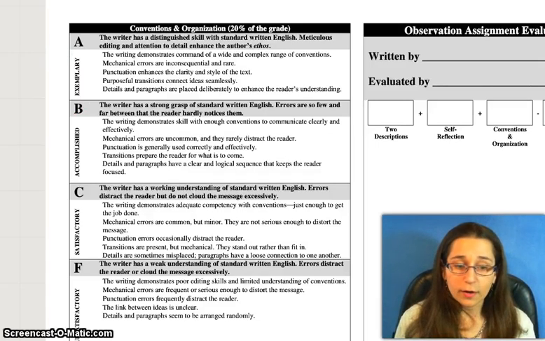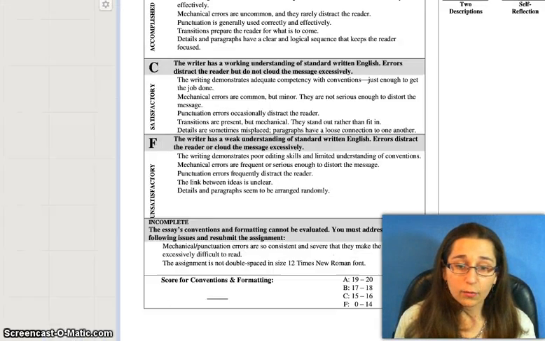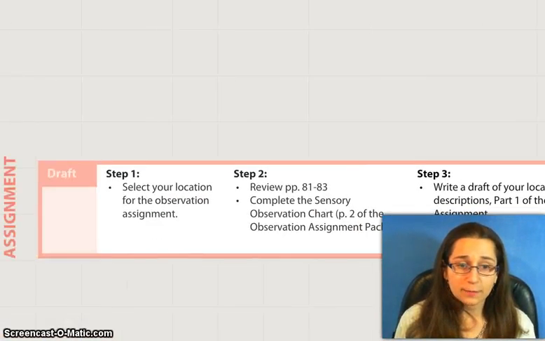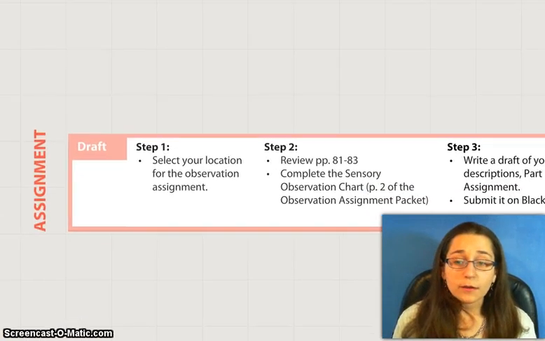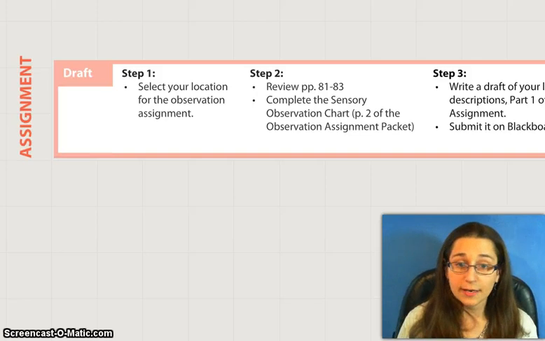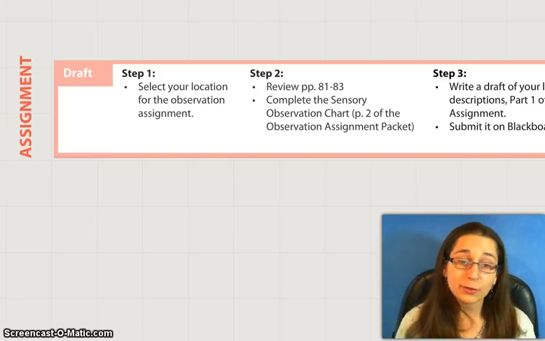Just to really make sure that we understand this full assignment and to give you a little bit of practice on it, we're going to take a look at what I'd like you to do in order to get some practice with these pieces. To start your draft, the first thing you're going to do is select your location for the observation assignment. Again, you're going to look at one location at one point in time from two different views. Once you know what your actual location is, please feel free to use the brainstorming techniques that we've used in the past in order to determine which location is the best for you.